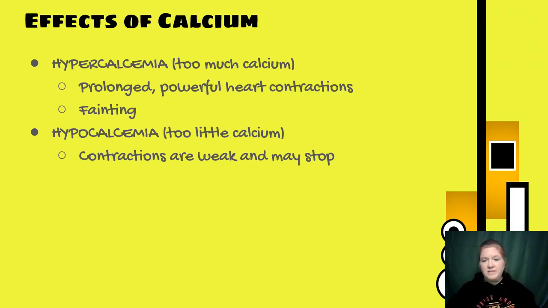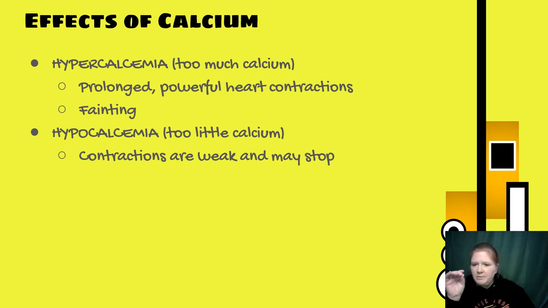So the effects of calcium on your heart. So you have hypercalcemia, too much calcium. The contractions get too powerful, too prolonged. It can cause fainting. Hypocalcemia, too little calcium. The contractions are weak and may in fact stop. So why does this even matter?